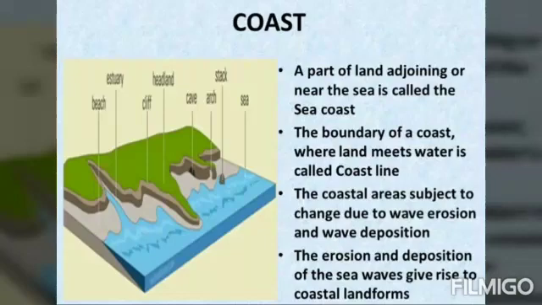Next one, coast. A part of land adjoining or near the sea is called the sea coast. The boundary of the coast where land meets water is called the coastline. The coastal areas are subject to change due to wave erosion and wave deposition. The erosion and deposition of the sea waves give rise to coastal landforms.